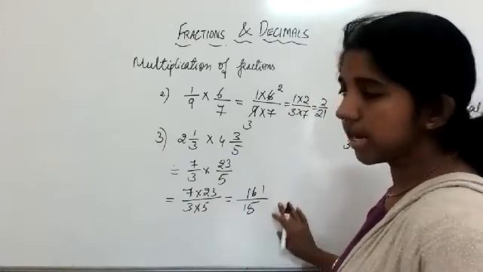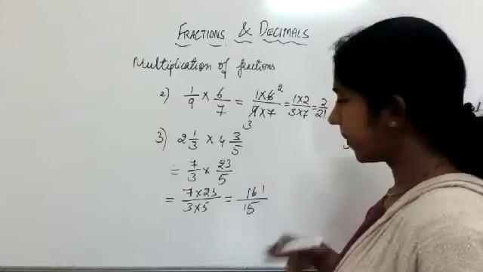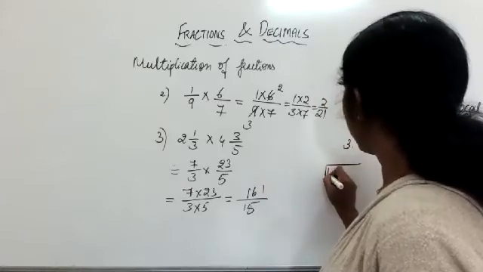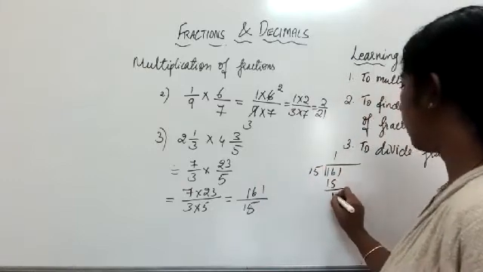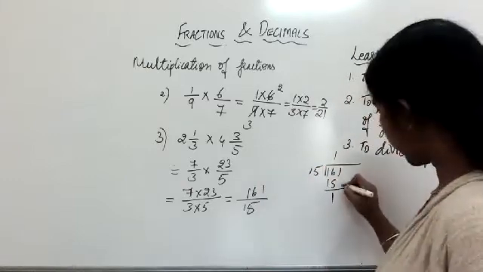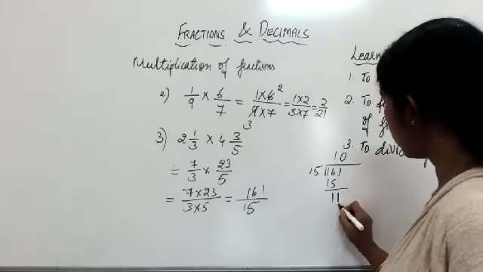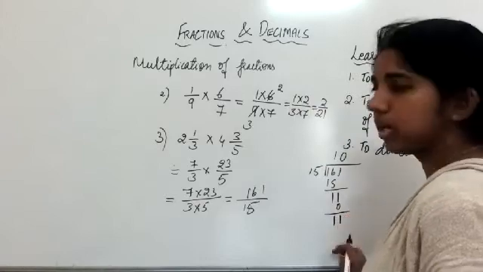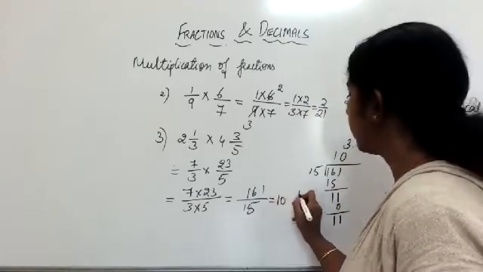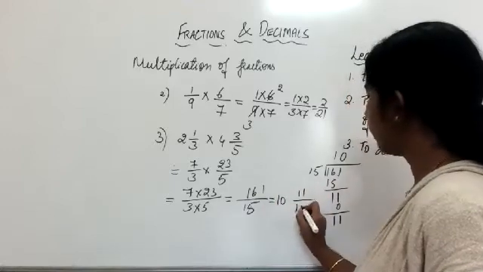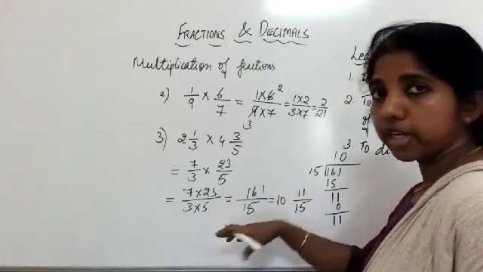Now this is an improper fraction which can be converted to a mixed fraction. So how? Again divide 161 by 15. 15 ones are 15, 1 is the remainder. Again this 1 comes down. 15 into 1 doesn't go, so it is with the 0. So it is 11 itself. So the remainder is 11 and the quotient is 10. So the quotient, and the remainder over the divisor. This is how you convert an improper fraction to a mixed fraction.